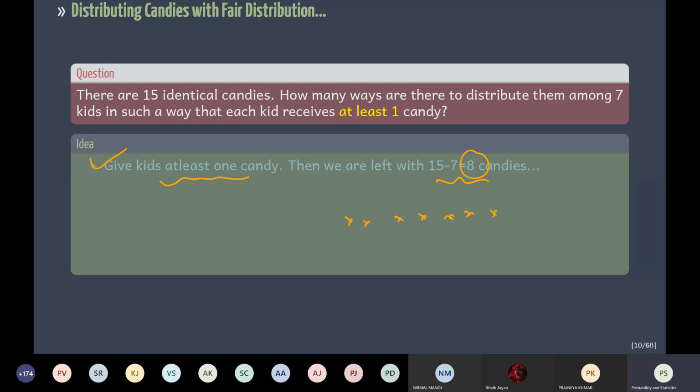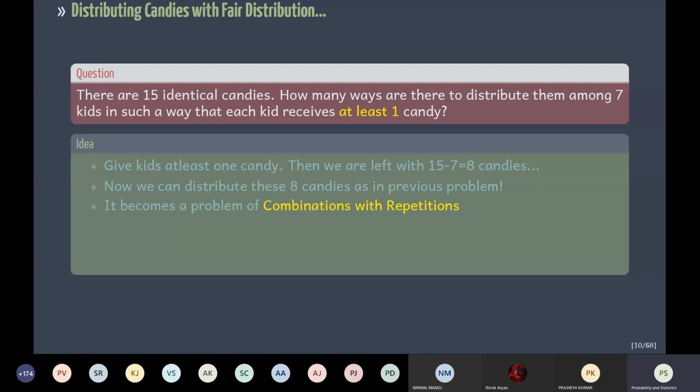8 candies, and distribute them among 7 kids. And right now you are not worried about ensuring that no kid gets nothing, because they already have one candy each. So now you are left with 8 candies, and you can distribute them like you did in the previous problem. So it reduces to the previous problem.